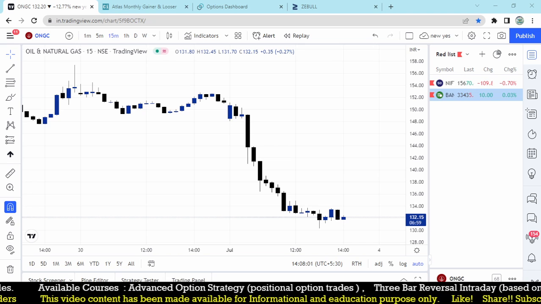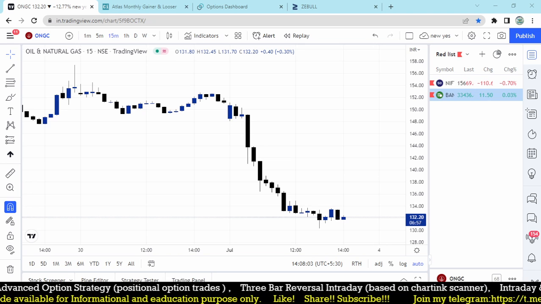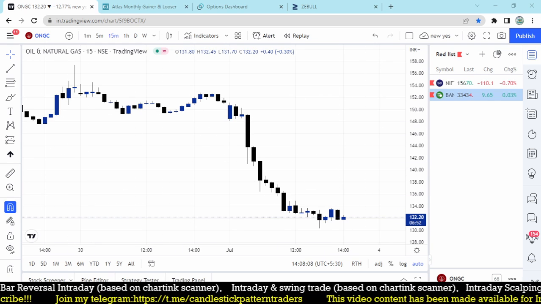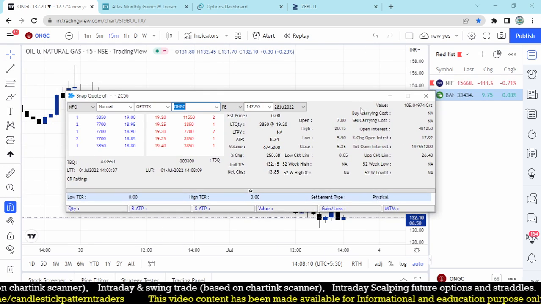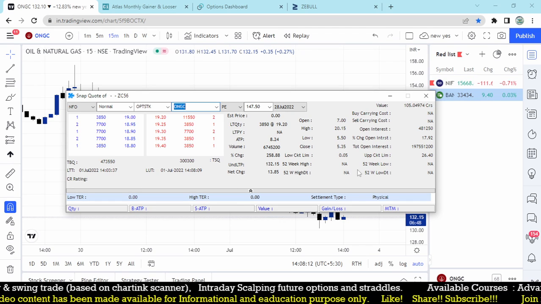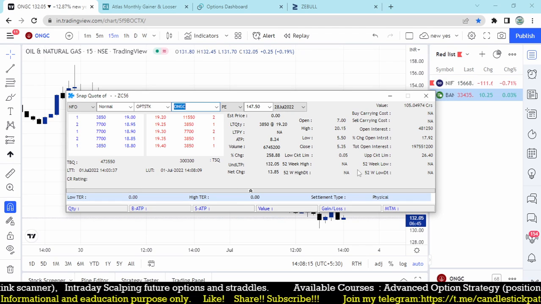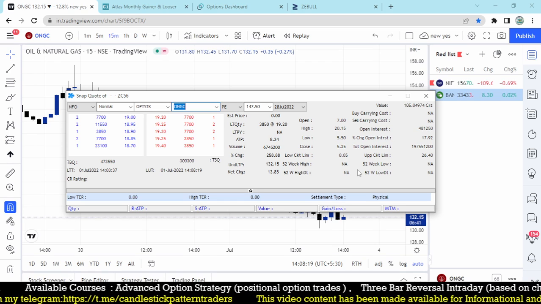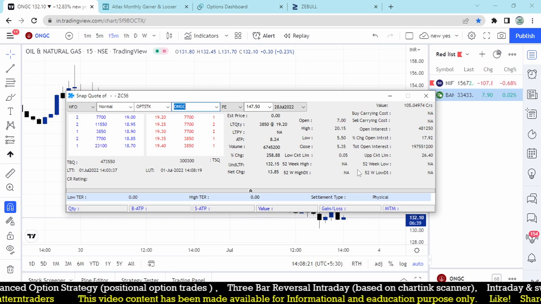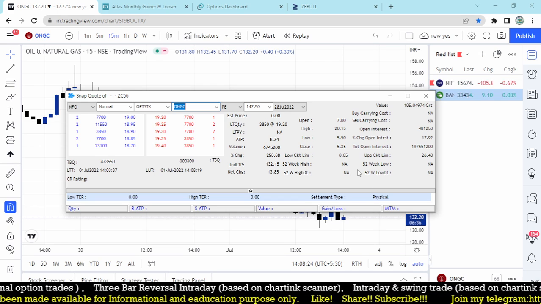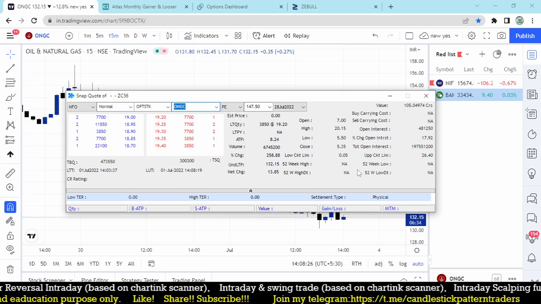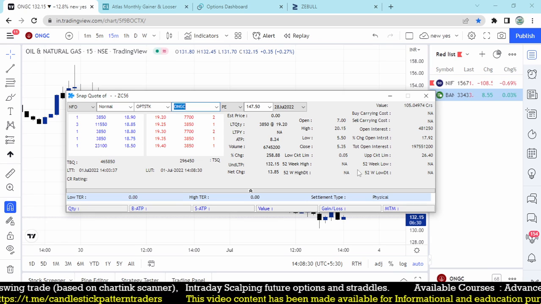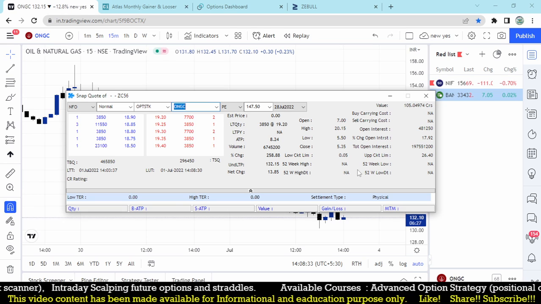Today we did ONGC, where we bought the 147 put option. We bought this put option in the morning, based on the stock selection we did. After our entry, there was a huge movement in that particular option, but we are not expecting the same kind of movement daily. What we are expecting is a small profit, like 2000-3000 rupees per trade. That's even better and good for intraday.